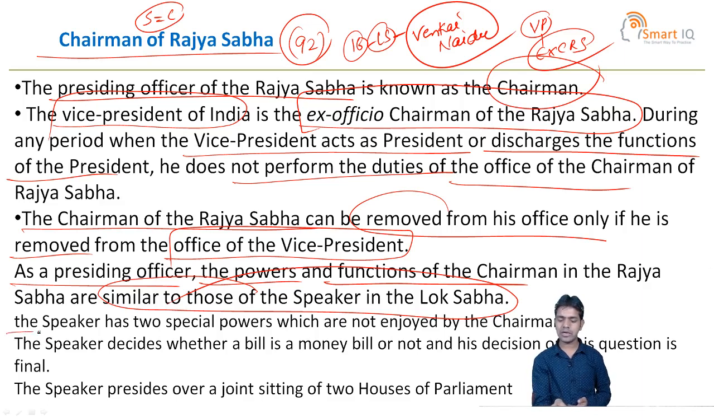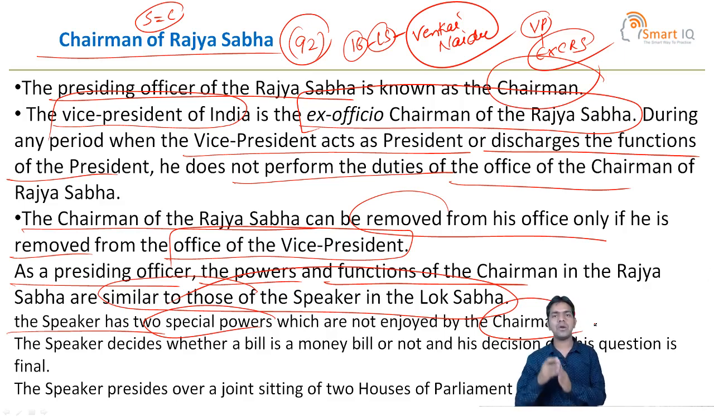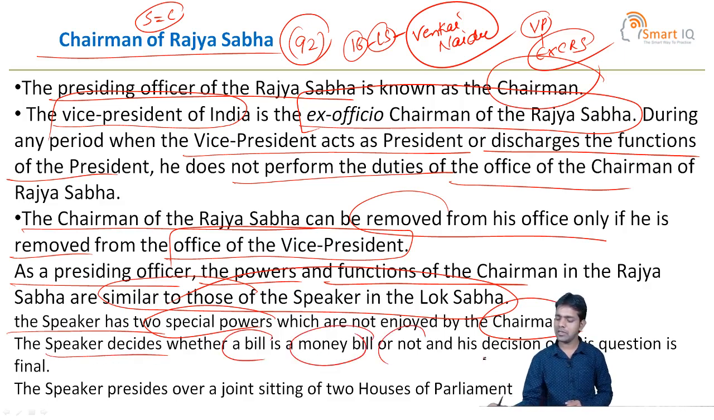And also the Speaker has two special powers. The Speaker of the Lok Sabha has two special powers which are not applicable to the chairman of the Rajya Sabha. There are two separate powers, and these two powers cannot be exercised by the chairman of the Rajya Sabha. What are the two powers? The Speaker decides whether a bill is a money bill or not, and his decision on this question is final. The Speaker decides whether the bill is a money bill or not. That is a power of the Speaker of the Lok Sabha, but this power is not there for the chairman of the Rajya Sabha.